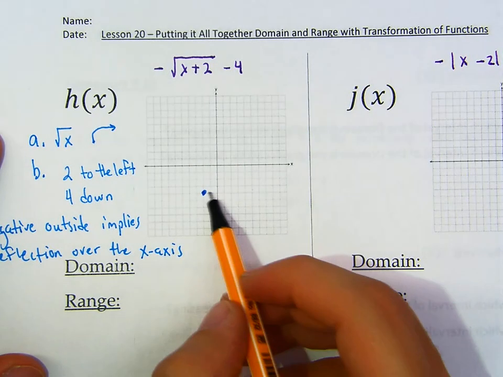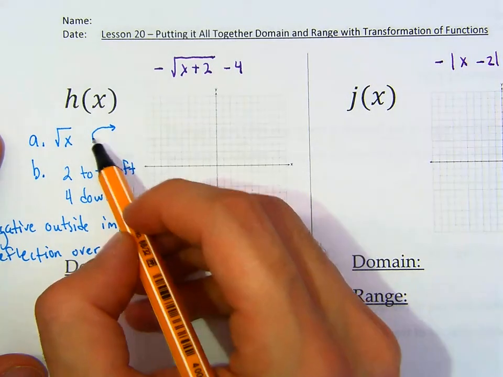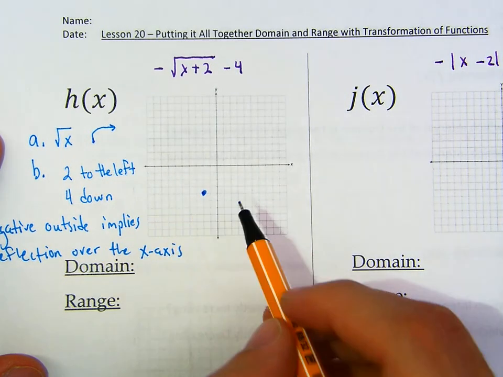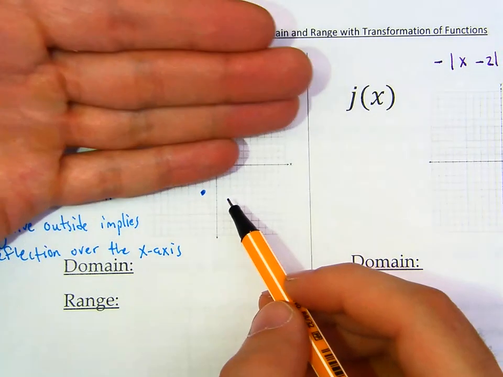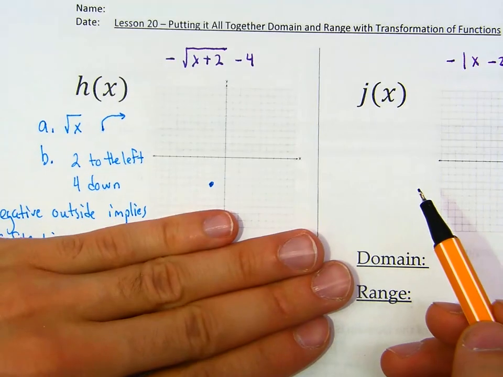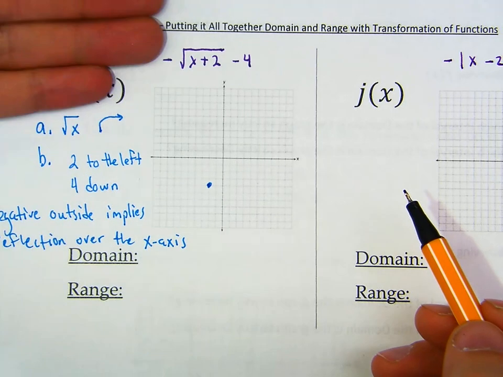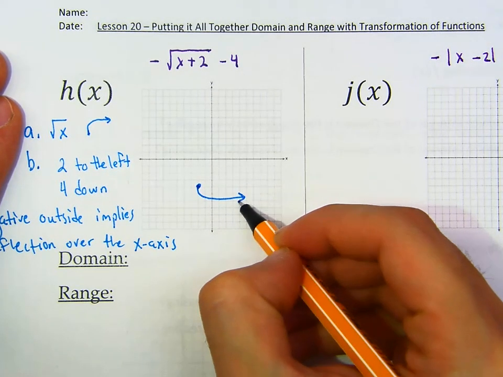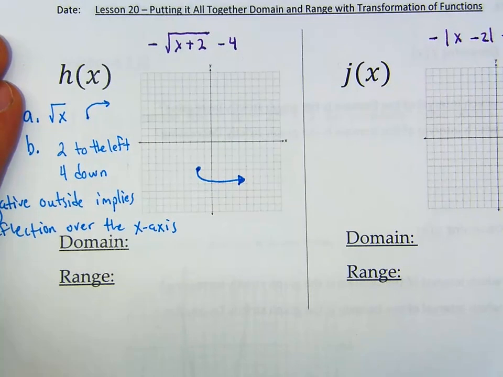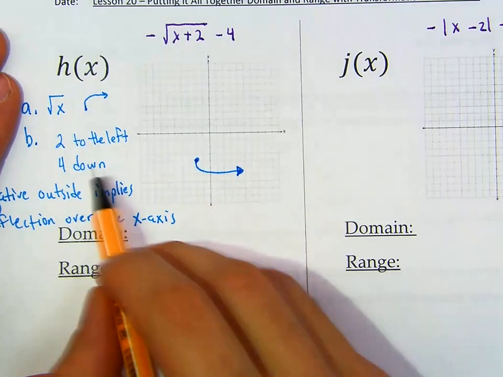Okay, and the original graph, square root of x, looks like this. So what are we going to do to this so it reflects over the x-axis? You've got to think of a flip. Take this and you flip it. So it'll look like that. Okay? And that's it.